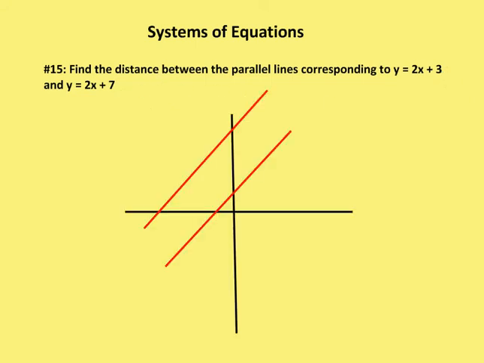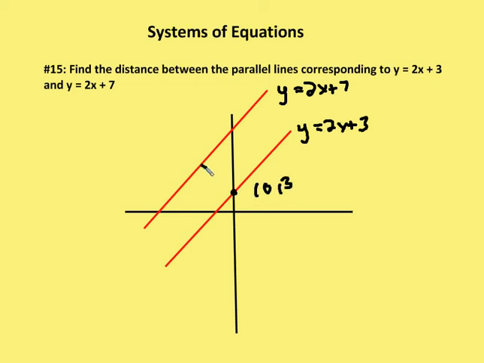So the first thing we do again is to graph our two lines. Y is equal to 2x plus 3, and the other is y is equal to 2x plus 7. And then we need to choose a point, and it doesn't really matter which point we choose on either line, but let's make it easy on ourselves. We're going to make sure that one of the points has x equal to 0. So I'm going to select this point, and this point is going to be (0, 3).